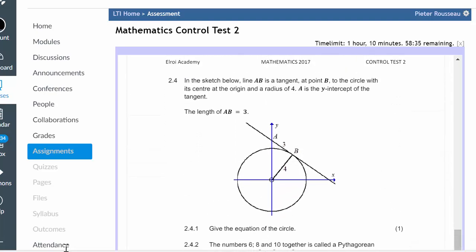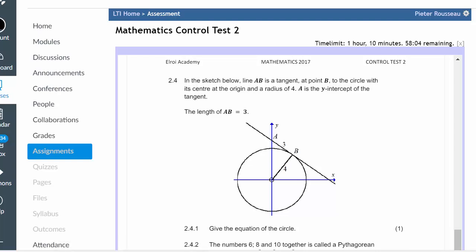In the sketch below, AB is a tangent at point B to the circle with its center at the origin and a radius of 4. So here's the center at the origin and a radius of 4. A is the y-intercept of the tangent. The length of AB, from the tangent point to the y-intercept, is 3. Give the equation of the circle.